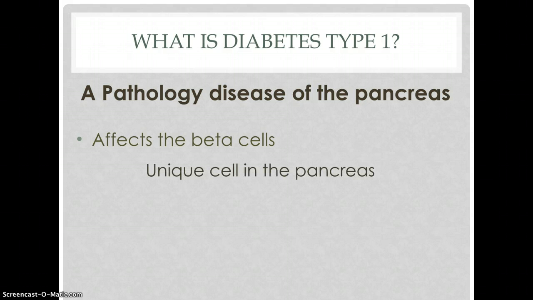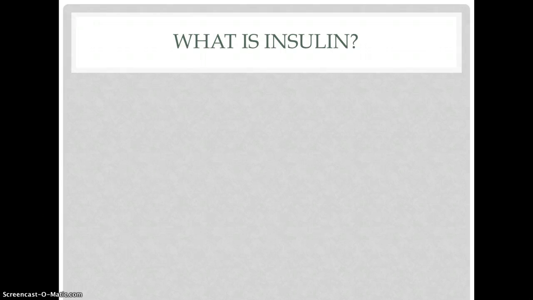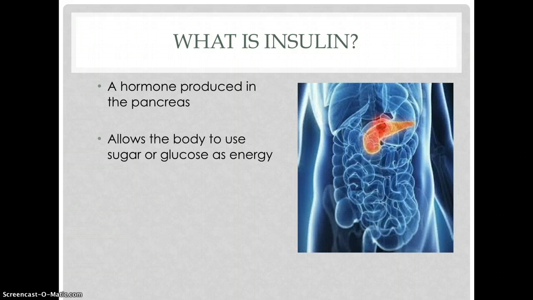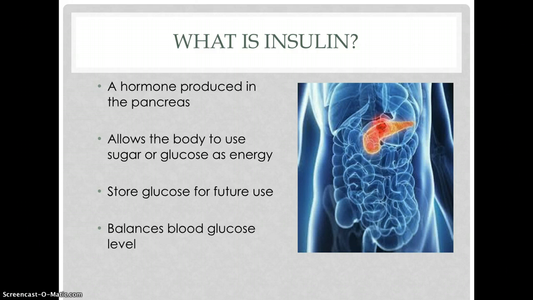So, what are beta cells? It is a unique cell in the pancreas that stores or produces the hormone insulin, which is necessary for breaking down sugar to use it as energy. What is insulin? It is a hormone produced in the pancreas. It allows the body to use sugar or glucose as energy and store glucose for future use. Insulin regulates and balances the blood glucose level.